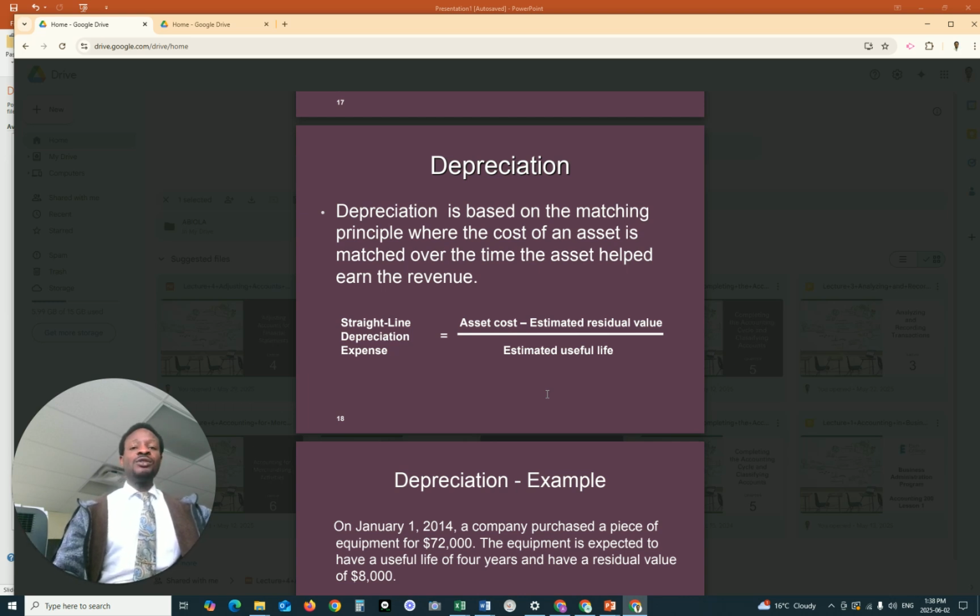But the cost of using that asset is the depreciation. The value of reduction or decline on that asset is the depreciation, which means depreciation is a way of allocating or spreading the cost of an asset over its useful life.